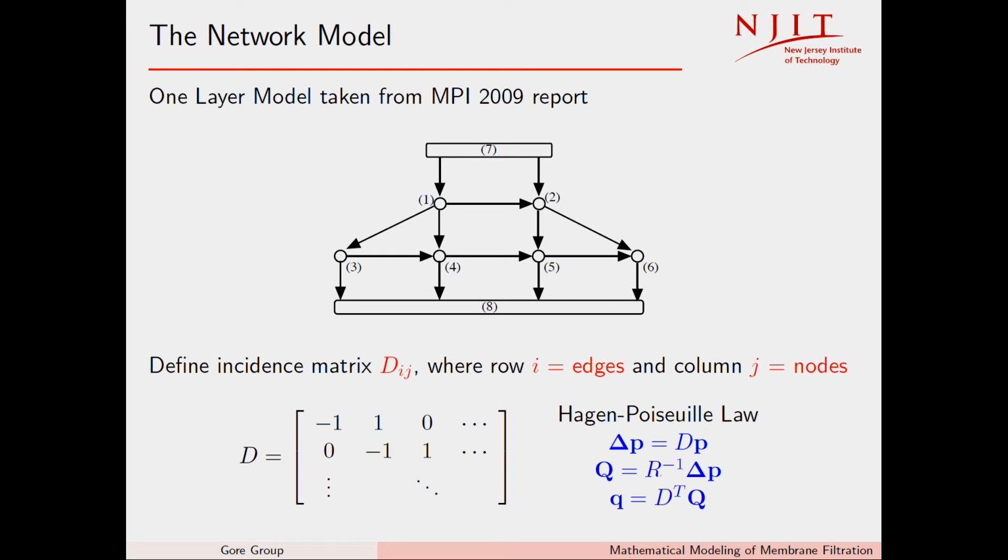So what we do is, once you're given the graph, you can determine the incidence matrix, which is given like this, where a -1 determines that the edge is moving away from the node, and a +1 is moving towards the node. We then apply the Hagen-Poiseuille law, which ends up giving us these equations here, where P is the pressure on the node, and the Q's are the fluxes. So solving this system, we can determine the pressures of the interior nodes and then get the fluxes for the source and the sink.